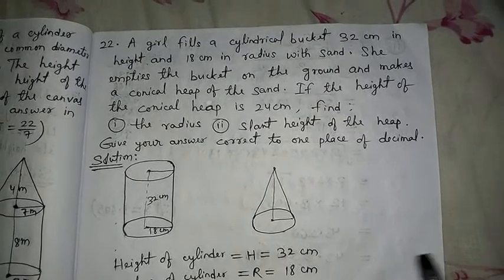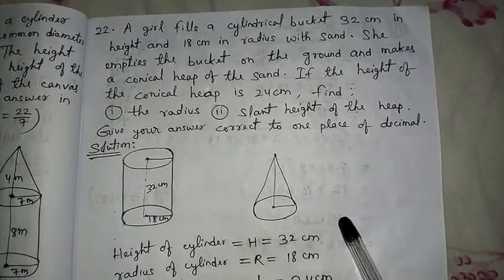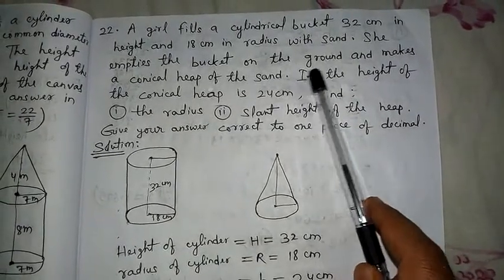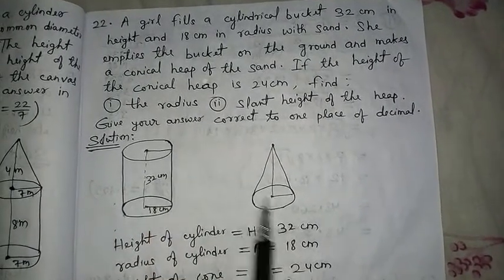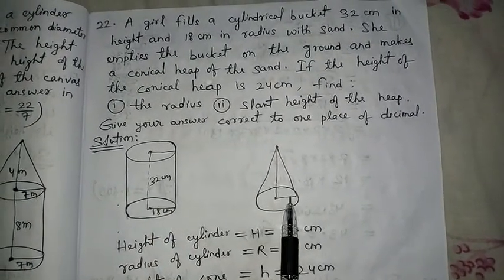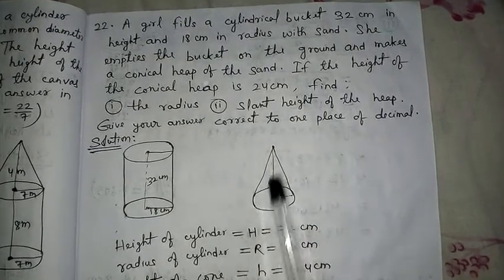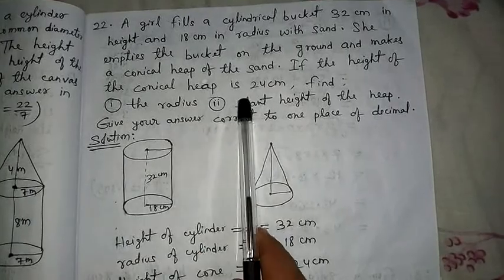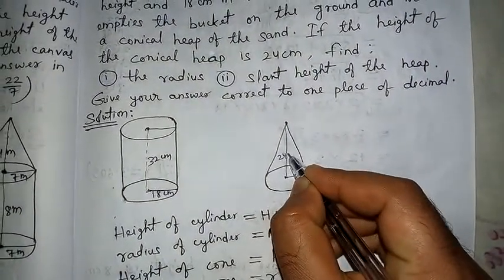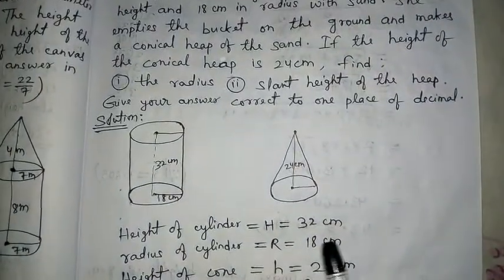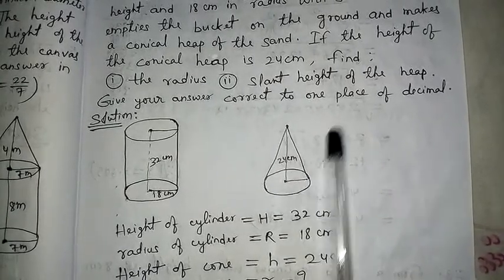Next, she empties the bucket on the ground. So this bucket had sand in it, it was emptied on the ground and makes a conical heap, and when this sand came out from the cylindrical bucket, such a shape came, and this shape is the shape of a cone. And now the question is saying a conical heap came. If the height of this conical heap is 24 centimeter, next, find the radius. Now you have to find the radius of this and the slant height also.